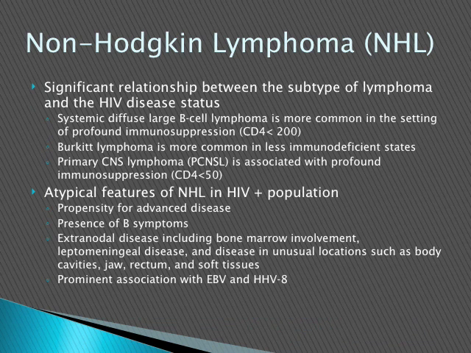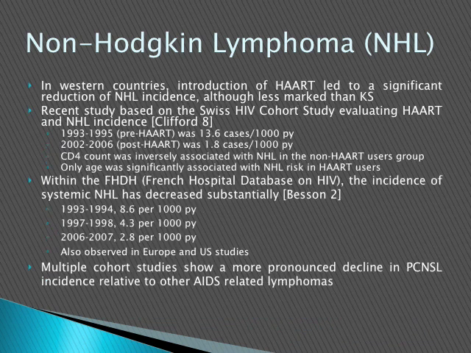Atypical features seen with NHL in this population: propensity for advanced disease, presence of B symptoms at presentation. They have a propensity for extranodal disease, including bone marrow involvement, leptomeningeal disease, and disease in unusual locations, such as body cavities, jaw, rectum, and soft tissues. Also a prominent association with EBV and HHV-8.